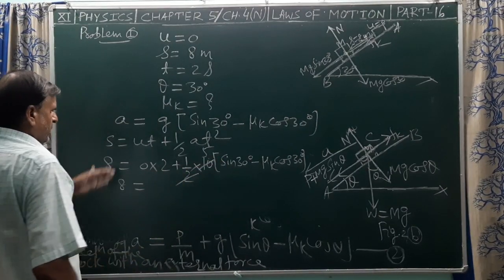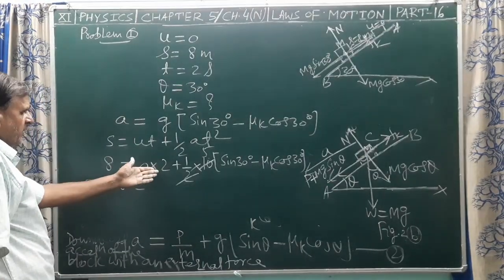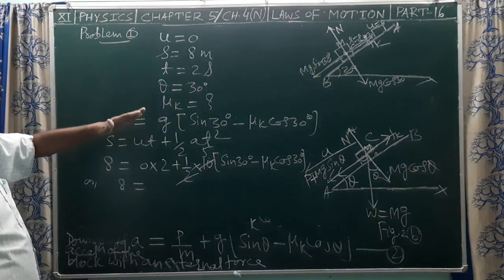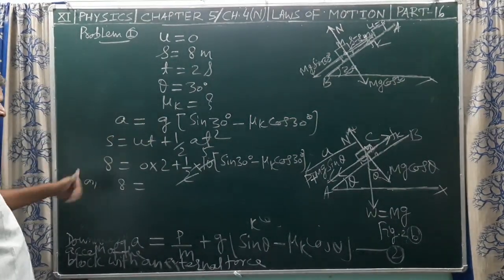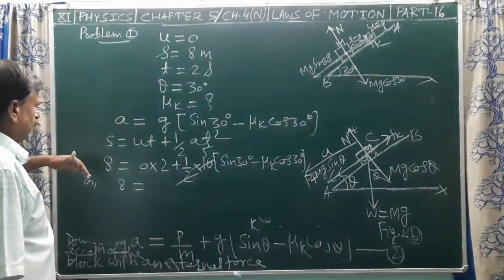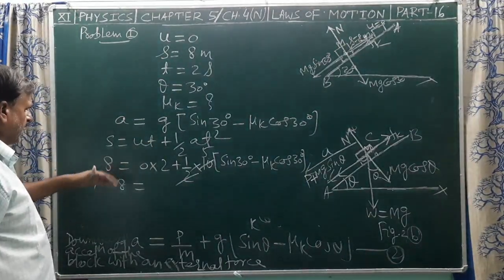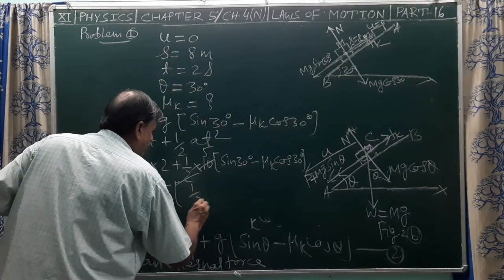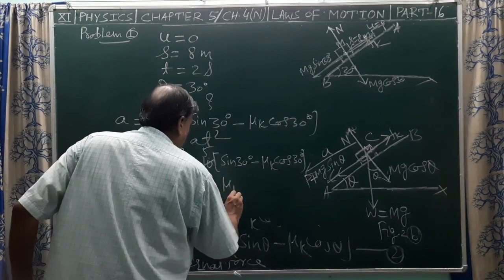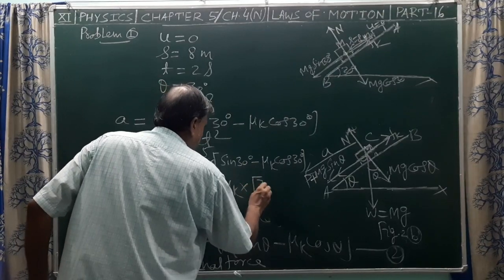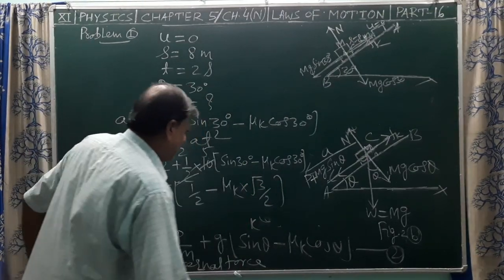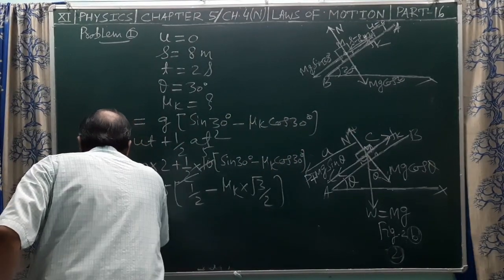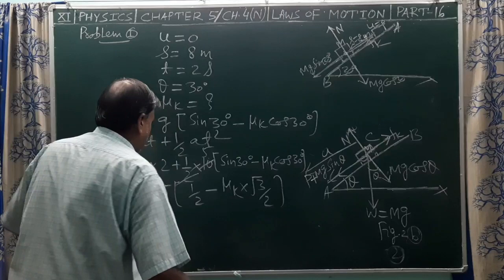So the first term is 0, because the initial velocity of the block is 0, time t is 2 seconds, and the distance covered by the block in the downward direction over the incline is 8 meter. The block slides 8 meter downward in 2 seconds. So 8 equals 5 under bracket sin 30, which is 1/2, minus mu k cos 30, which is root 3/2, and now we have to calculate mu k, the coefficient of kinetic friction.